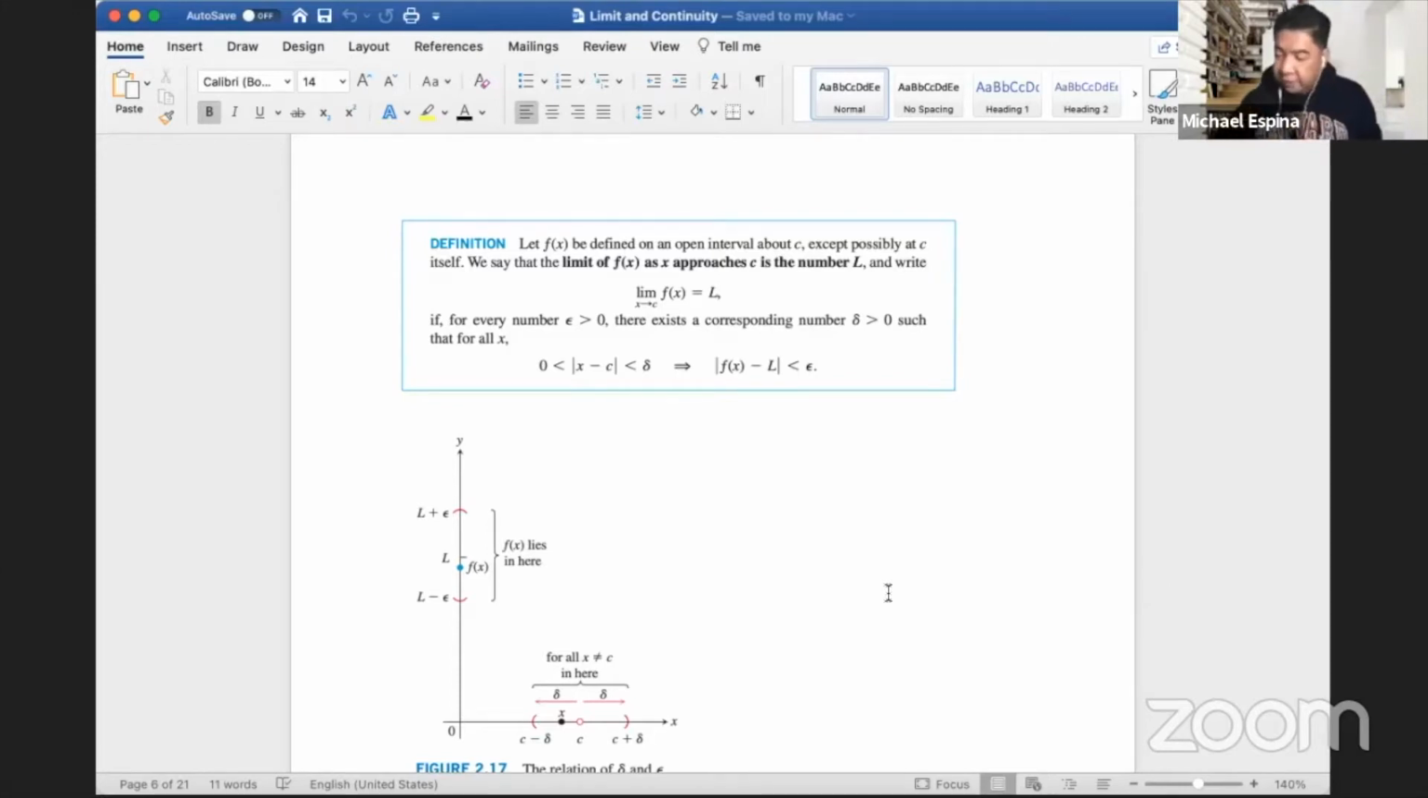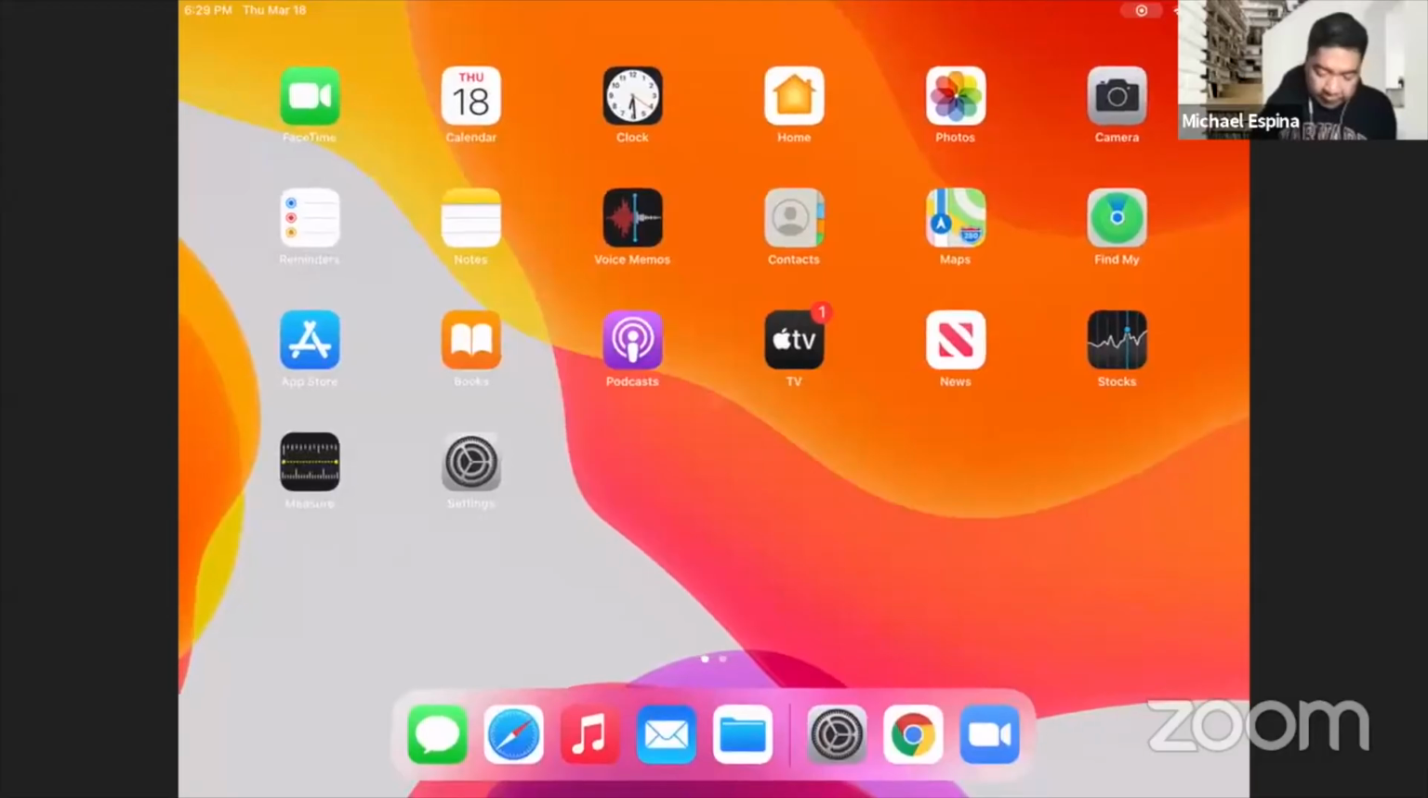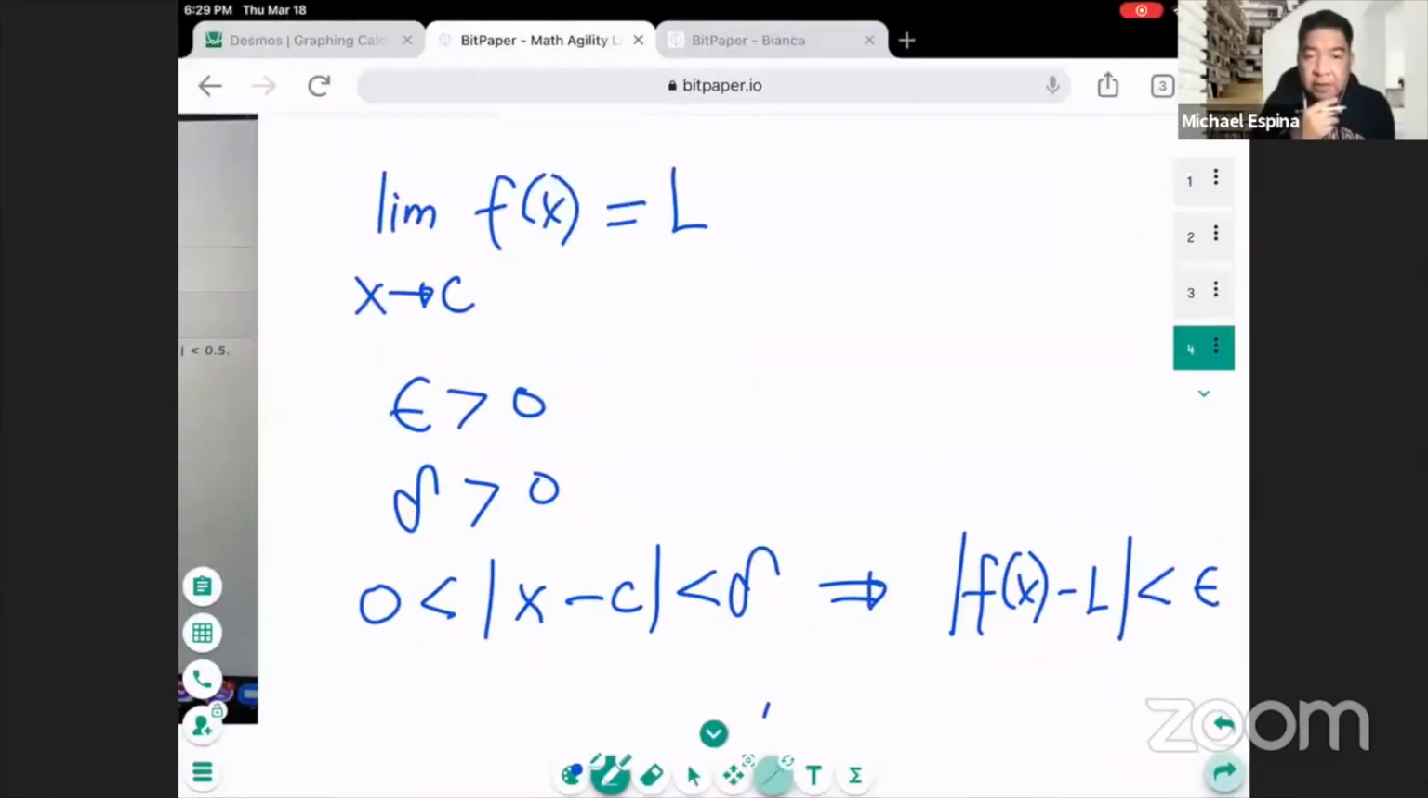So let's go back to the problem. What is our L? We will try to identify what is the f of x, what is L, what is the epsilon, what is C, and what is delta in the given problem. Okay, so let me stop sharing this and then I'll share my whiteboard again. I hope you can see my whiteboard.